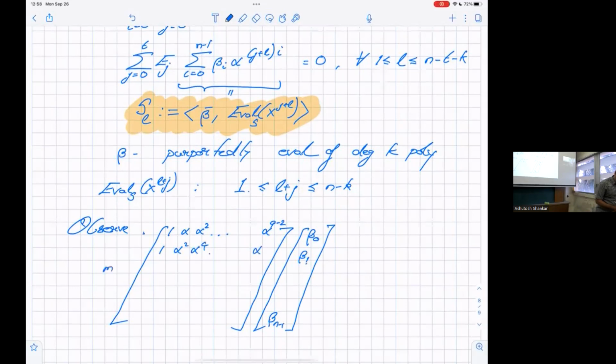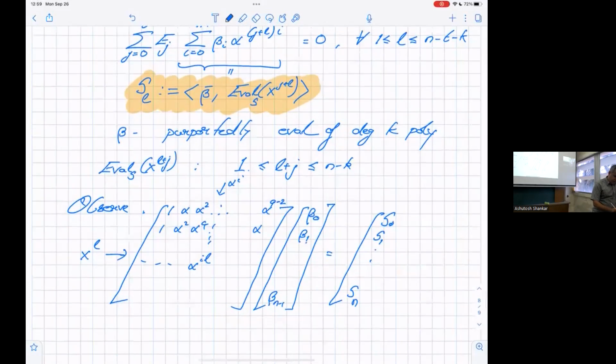These are monomials. So in general, this is the monomial x power n. This is the alpha power i. What you have here is alpha power i. And what we are just observing is this quantity: S0, S1, ... How many of these do I have? S1, S2, ..., Sn minus 2. That's exactly the syndrome I get.